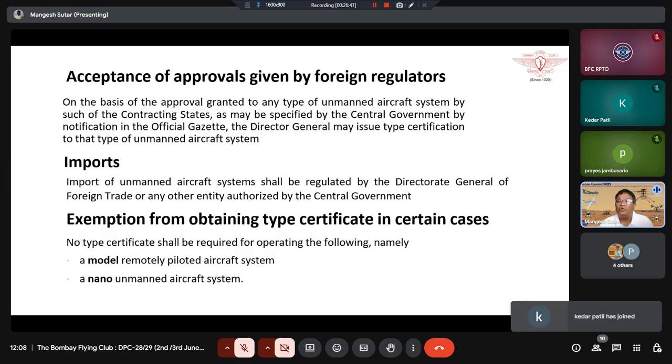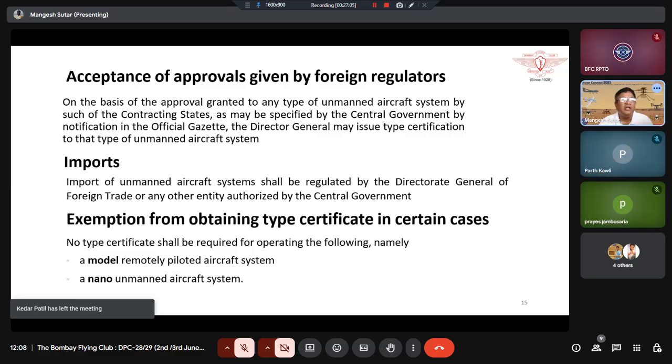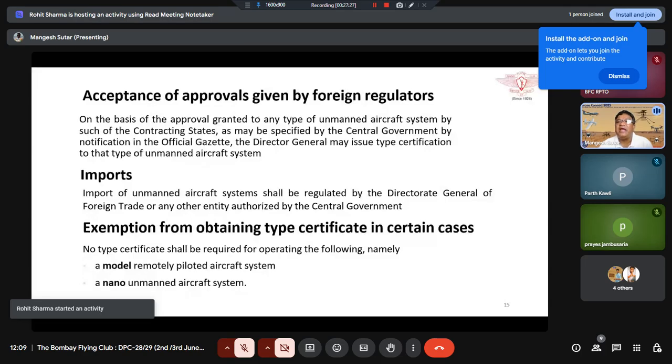There are certain drones which are exempted from type certification. No type certificate shall be required for operating the following, namely a model remotely piloted aircraft system. That means if your drone, aeroplane, rotorcraft or hybrid is a model, like in aero modeling, these remotely piloted aircraft systems don't need to be type certified. Also the nano drone, meaning small in size, not the class, I'm saying small means the size. A nano drone which is less than 250 gram is also exempted from being type certified.